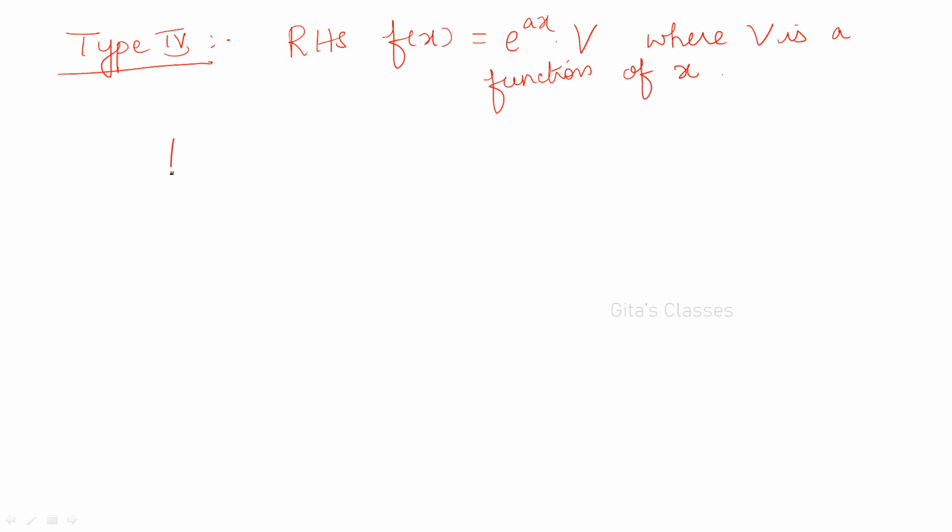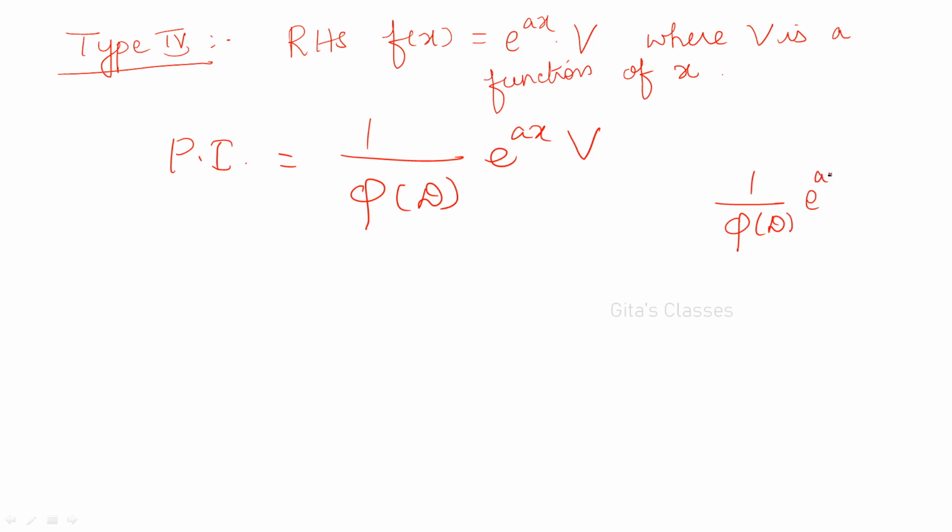So v will be a function x power k or sin ax or cos ax. Okay. In this case, particular integral is equal to, always particular integral is 1 by phi of d into right hand side function. So e power ax v means, and one more point I want to insist here. Please remember, don't write it as for the first one. Type 1 I have written 1 by phi of d into e power ax, right?